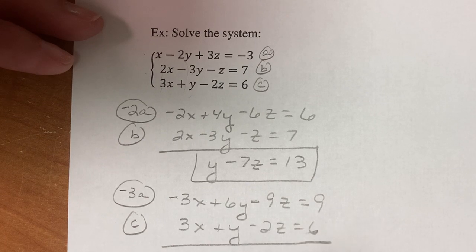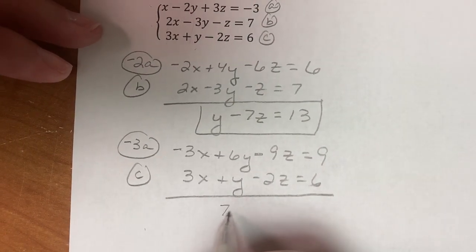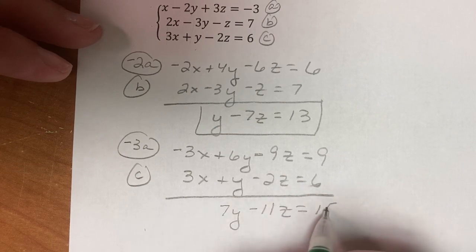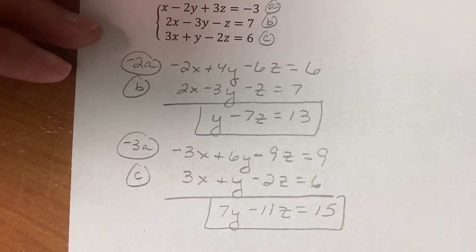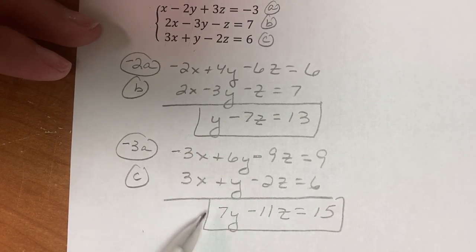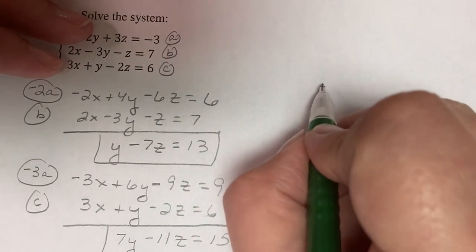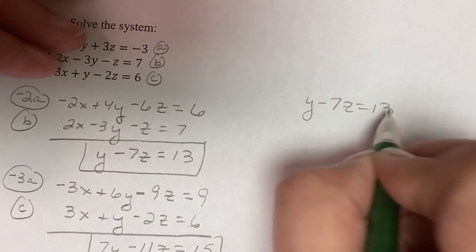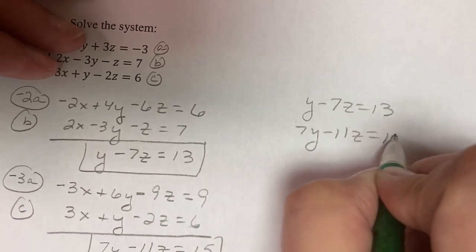Now I'm going to add. Notice the x is going to disappear again, which is exactly what I wanted. And I get 7y minus 11z equals 15. Numbers are not ideal here. All right, so notice what I have now. I have two equations with the same two variables. So I'm just going to quickly rewrite those equations right here: y minus 7z equals 13, and 7y minus 11z equals 15.